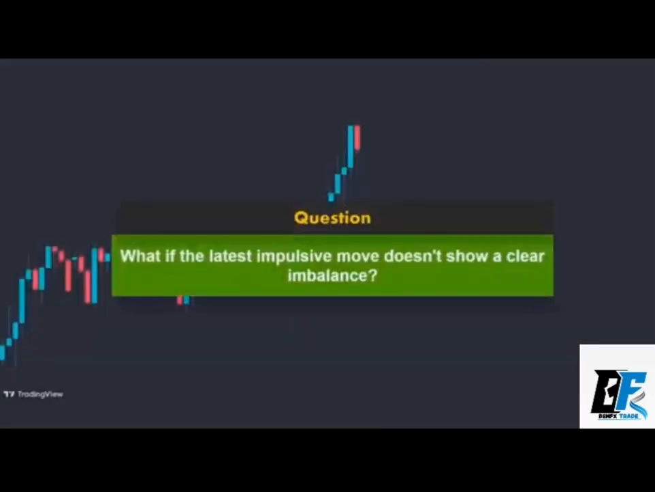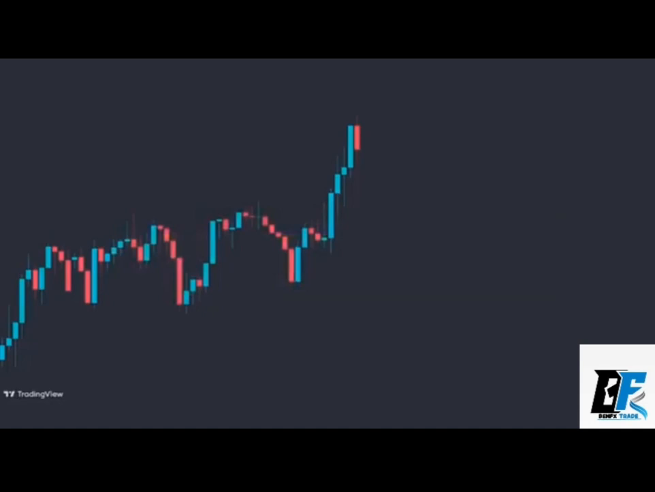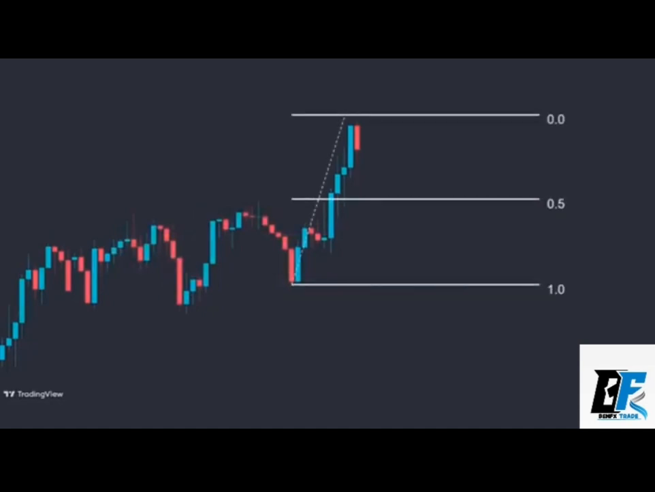What if the latest impulsive move doesn't show a clear imbalance? In this situation, using the Fibonacci retracement tool can help us find key levels where the price might bounce back. Below 50% is the discount zone, and above is the premium.